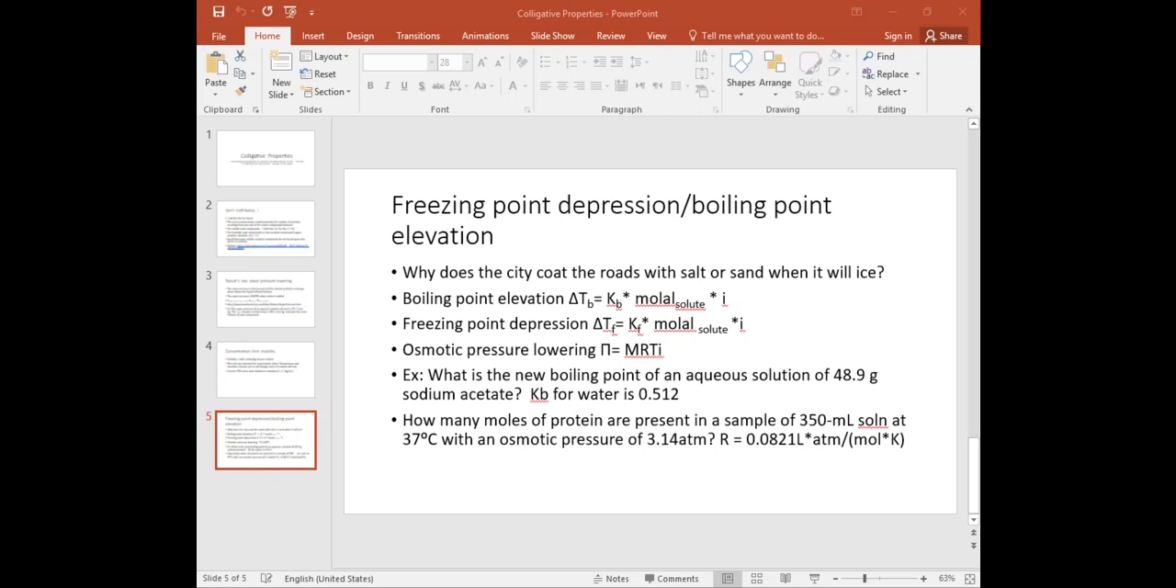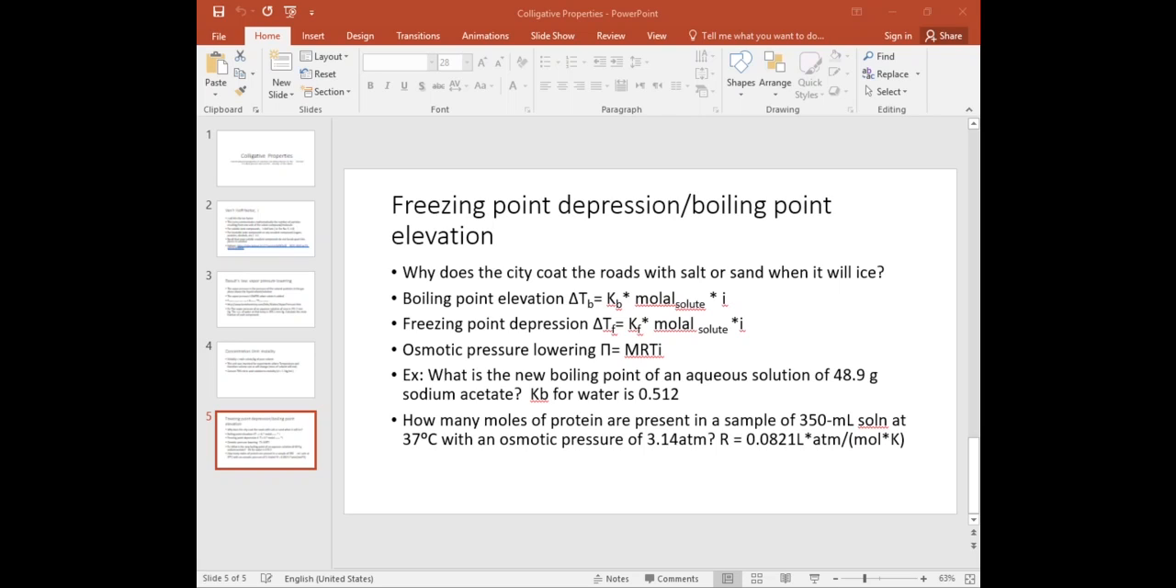We actually subtract this number from the original freezing point, or the freezing point of the pure solvent, right? So if you calculate this and you get 6.5 degrees C and you're in water, the freezing point of water is 0 degrees C. This is freezing point depression.